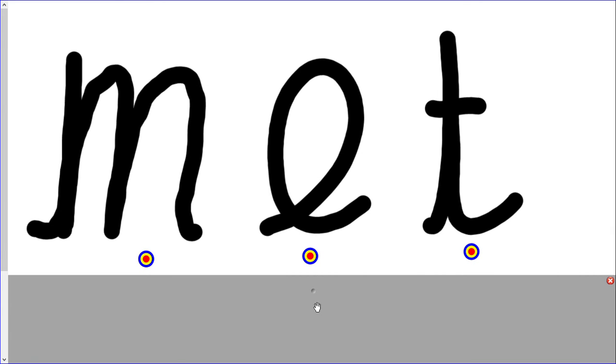Oh, there's been a change since the last word. Have you noticed it? Yes, it says met. Did you notice that this letter here has two bumps? So it's an M and not an N for Ned or net.